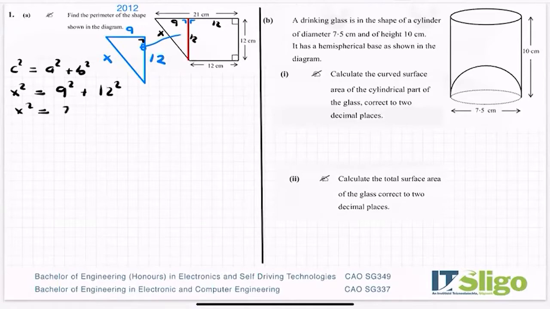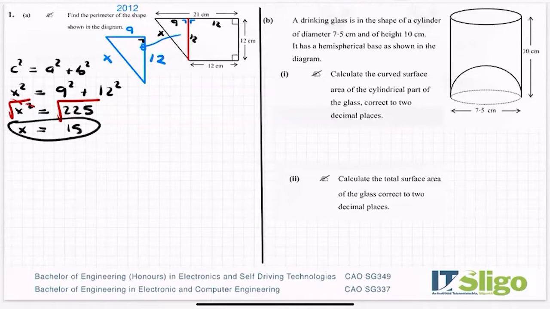I'm getting 225. I don't want x squared, I want x, the length of the side. So the opposite of squared is square root. What I do to one side, I have to do to the other. So square and square root cancel there on the left, and root 225 is 15. Okay, so the length of that side x is 15.